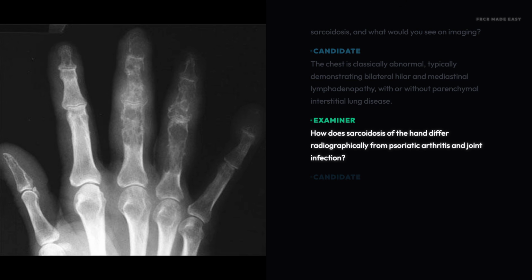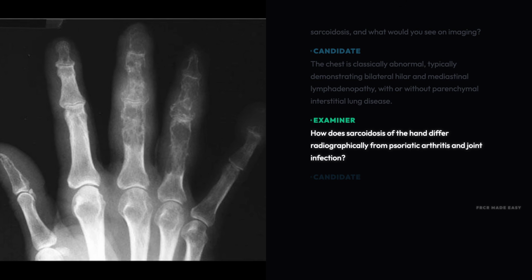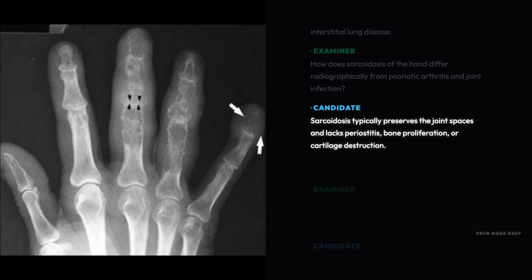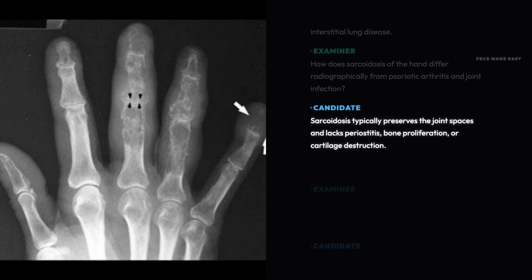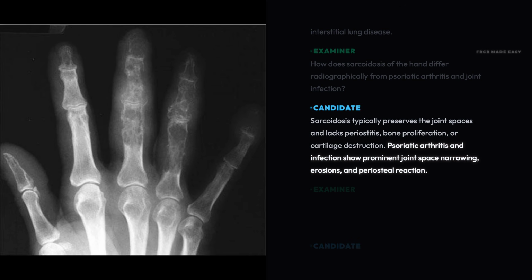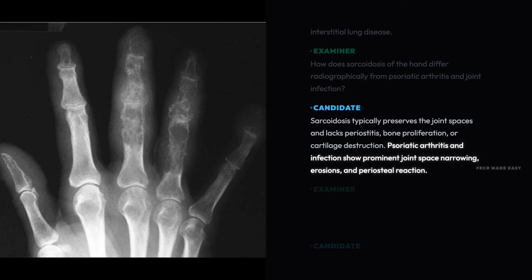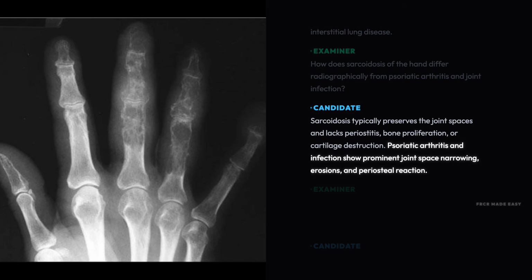How does sarcoidosis of the hand differ radiographically from psoriatic arthritis and joint infection? Sarcoidosis typically preserves the joint spaces and lacks periostitis, bone proliferation, or cartilage destruction. Psoriatic arthritis and infection show prominent joint space narrowing, erosions, and periosteal reaction.